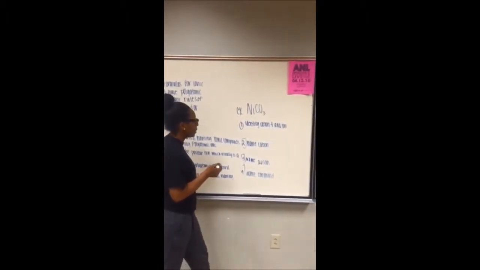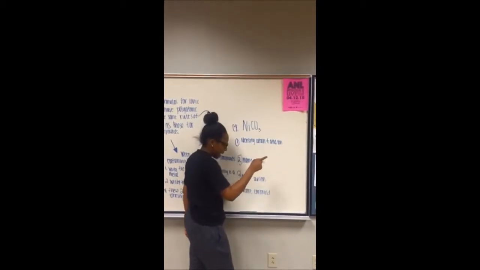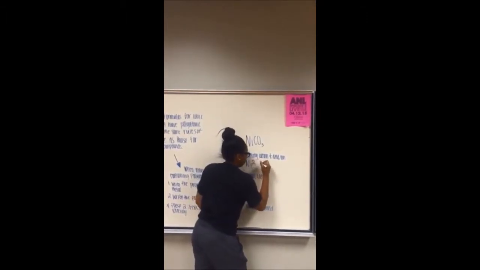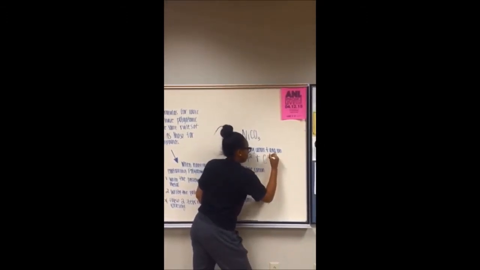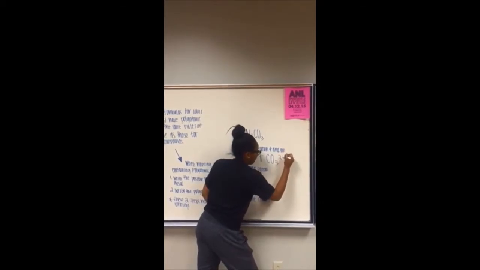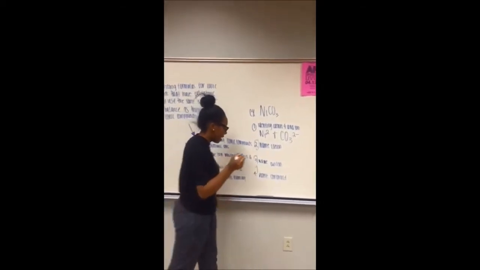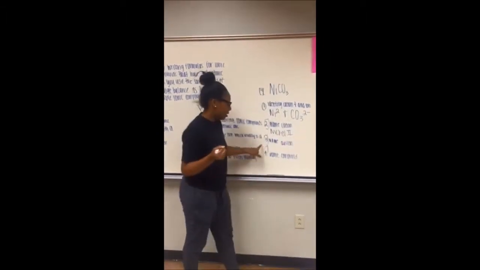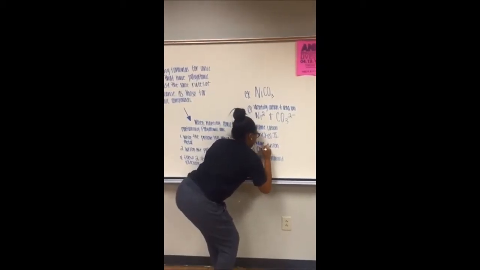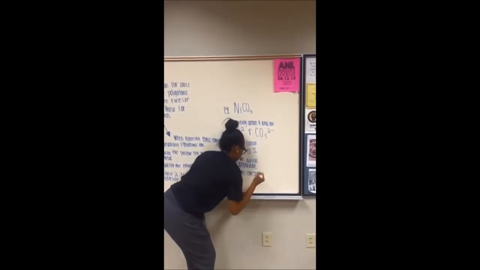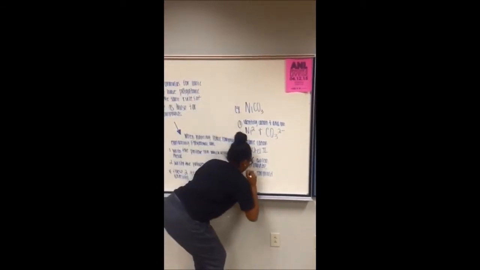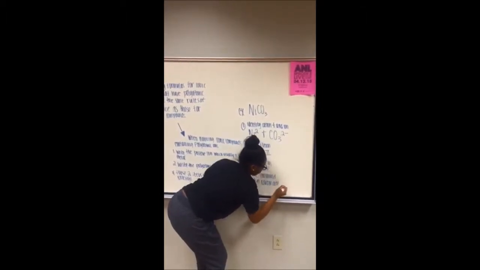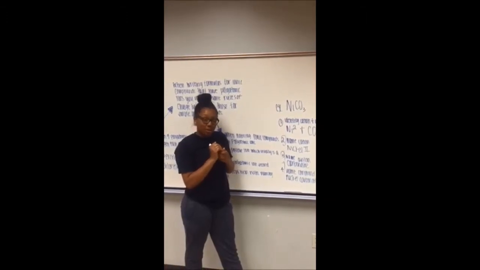All right, example, we're doing NiCO3. We're going to identify the cation and the anion. Then step 2, we're going to name the cation, and that is nickel. Nickel 2. Then you're going to name the anion, which is carbonate. And you're going to name the compound, which is nickel carbonate. This concludes 6.4 polyatomic ions.